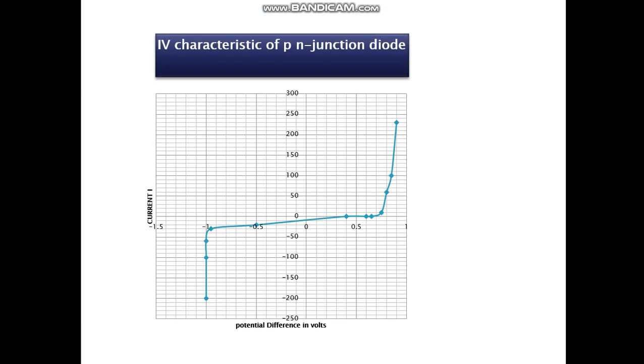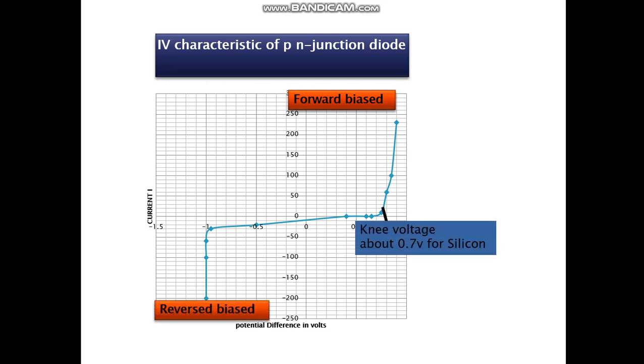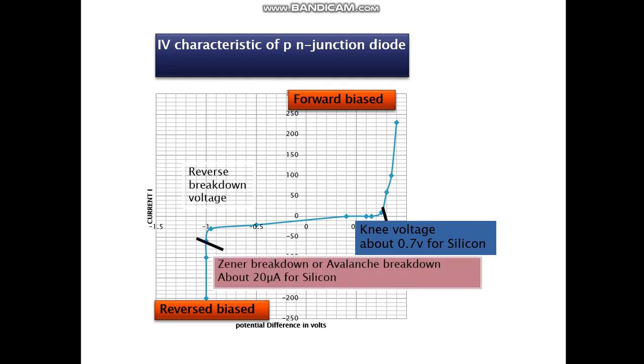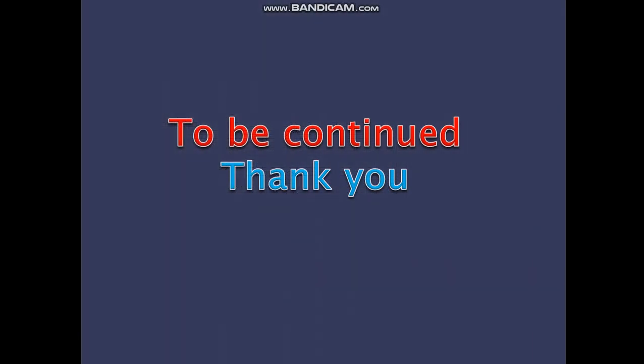This is the characteristic of a p-n junction diode we have seen earlier. Current versus potential difference. This is forward bias, this is reverse bias. This is the knee voltage, about 0.7 volts for silicon. This is the reverse breakdown voltage. This is the Zener breakdown or the avalanche breakdown, about 20 microamperes for silicon. So that's all. We'll continue next.